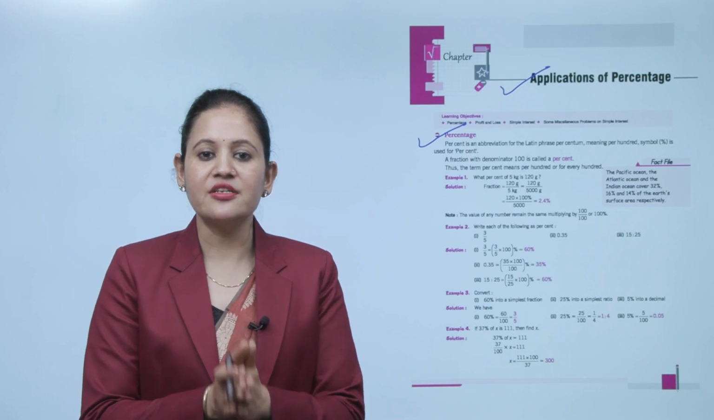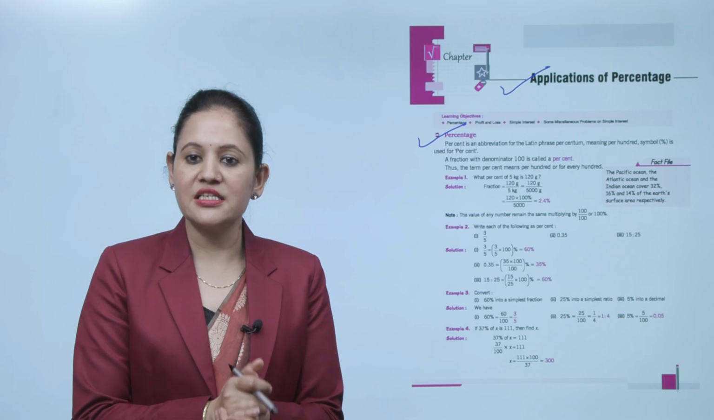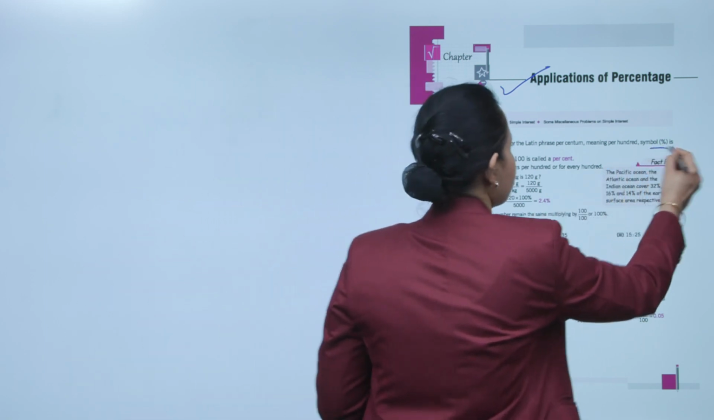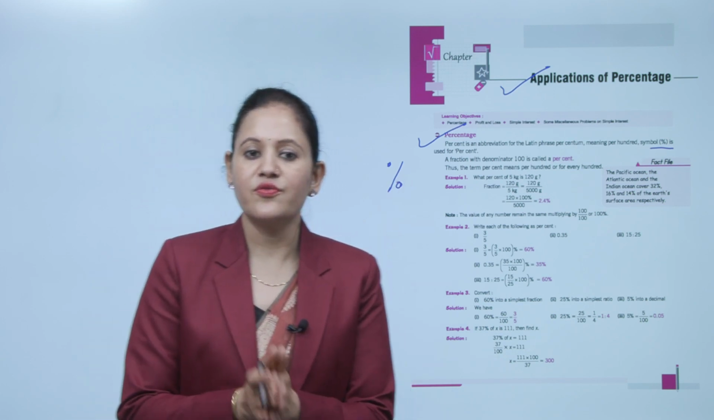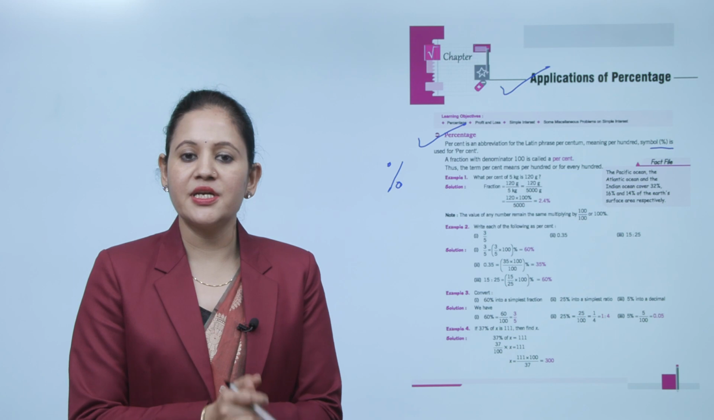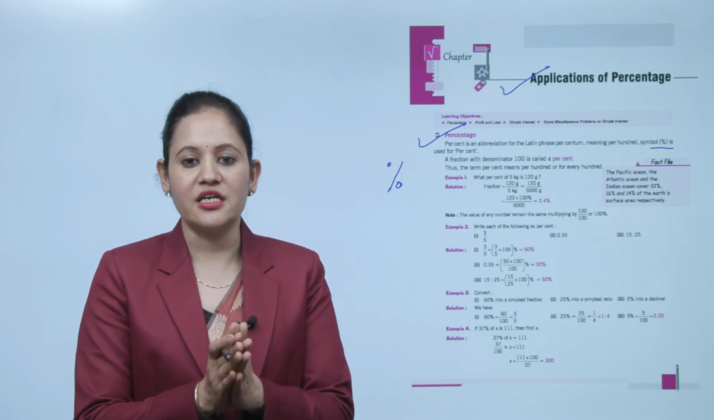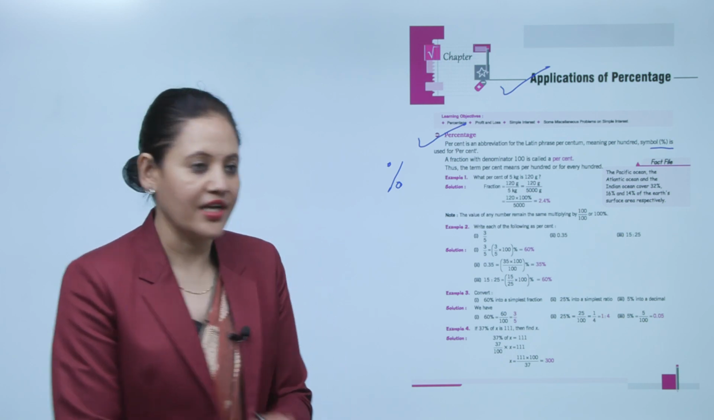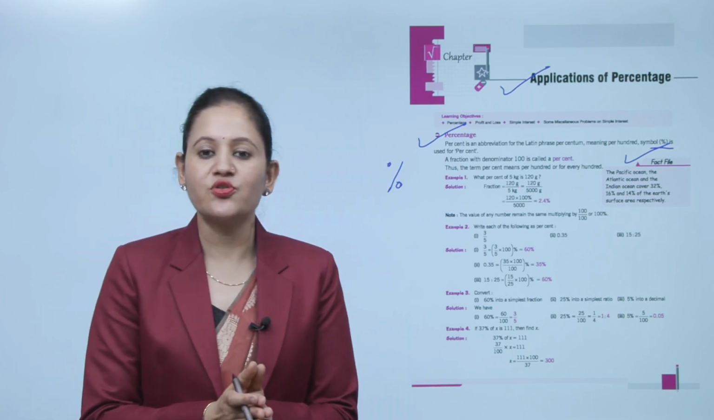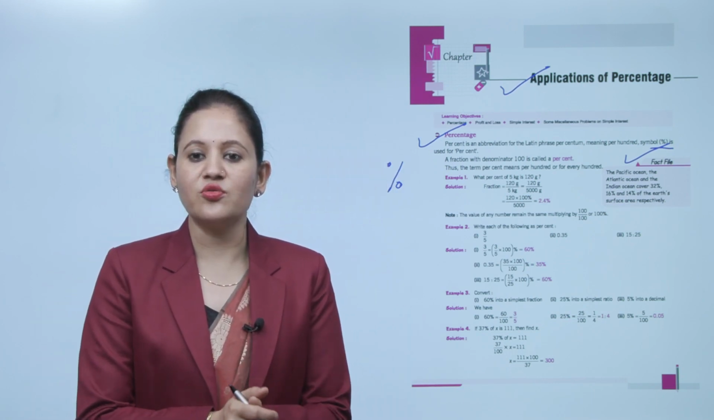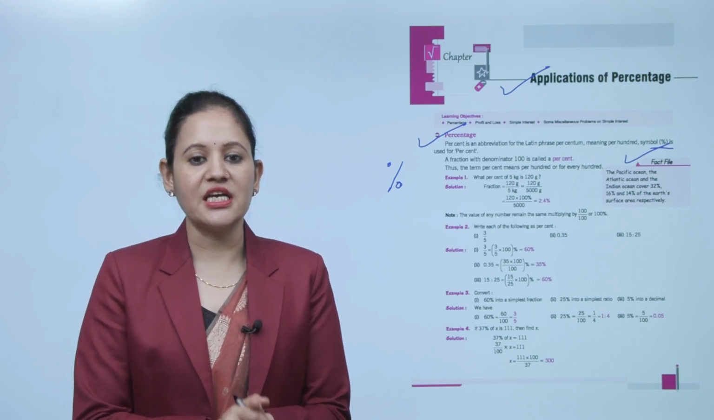Percentage is an abbreviation for the Latin phrase per centum, meaning per hundred. This is the symbol used for percentage. A fraction with the denominator 100 is called percentage. Thus, the term percent means per 100 or for every 100. Fact file: The Pacific Ocean, the Atlantic Ocean and the Indian Ocean cover 32%, 16% and 40% of Earth's surface area respectively.